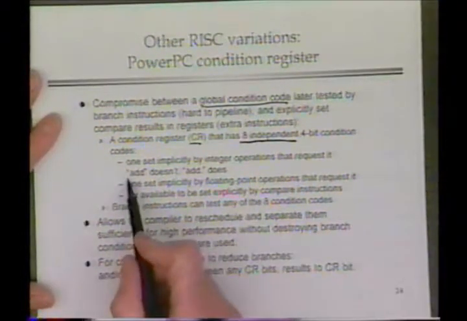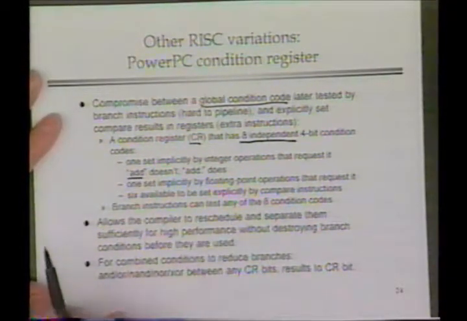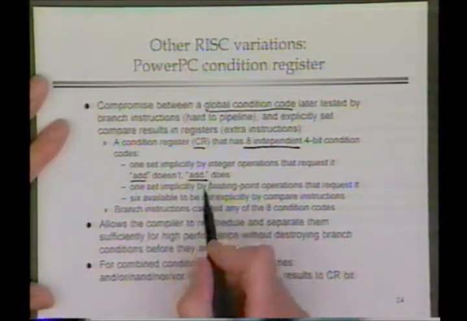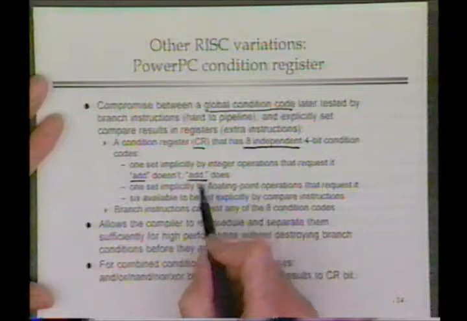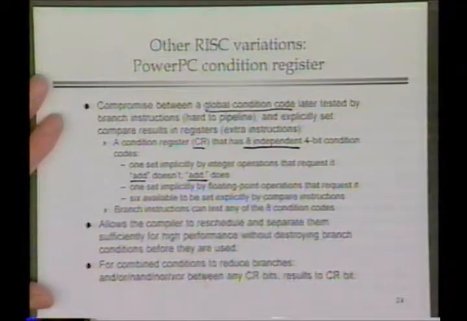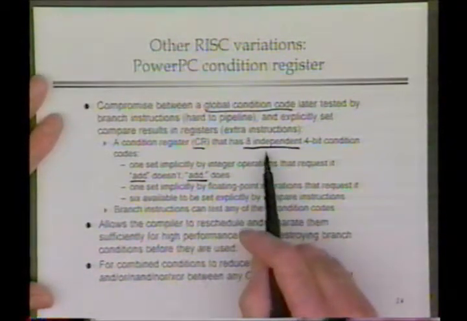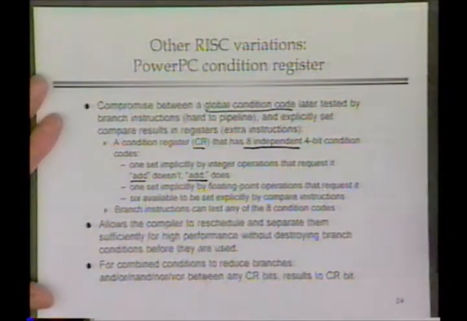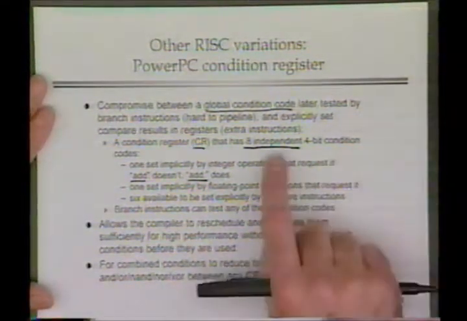There is one of those 8 sets that is implicitly set by integer operations if you request it. There are 2 forms of the add instruction. There's an add that doesn't set any condition codes, and then there's another one, written in assembly language as add dot, that does set one of those 8 condition codes. The dot basically turns on an extra bit somewhere in the encoding of the instruction that says you're supposed to set the condition code.